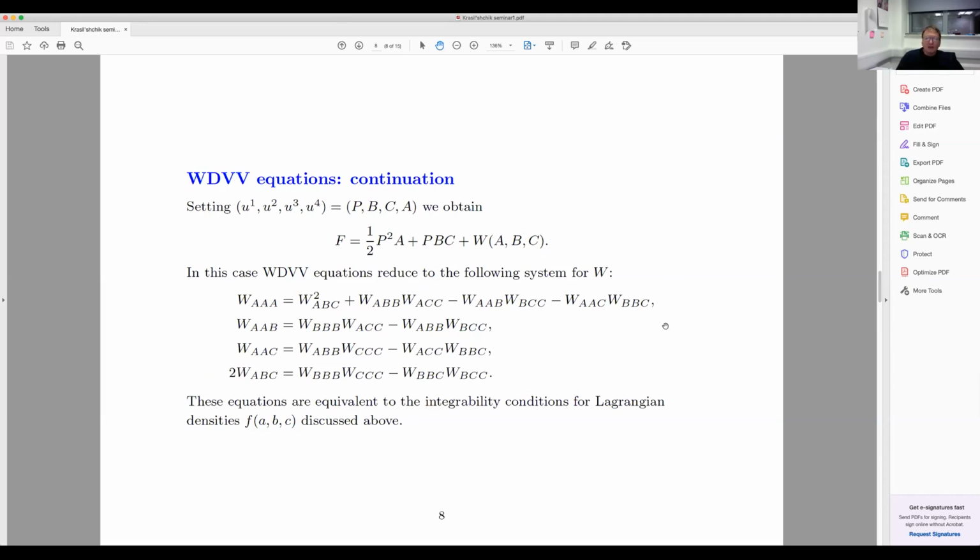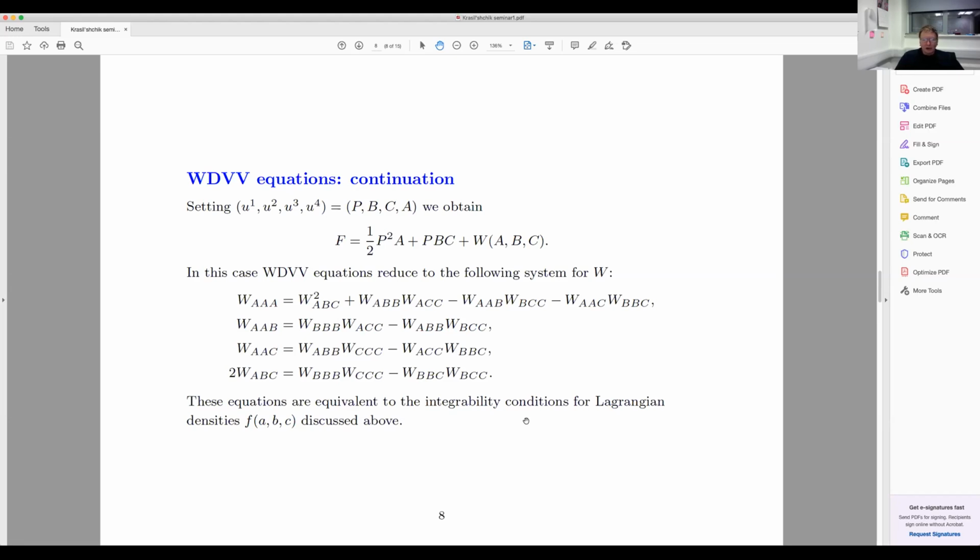And I claim that this system is related to the integrability conditions for Lagrangian densities for this system for F, which was discussed above. And the link is a sort of a composition of a Legendre type transformation and the potential substitution. So it's not precisely a contact transformation. It involves potential substitution followed by a partial Legendre transformation, by contact transformation.